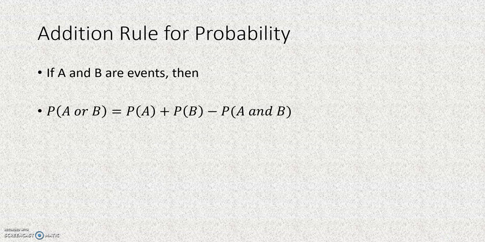The addition rule for probability. If A and B are events, then the probability of A or B is the probability of A plus the probability of B minus the probability of A and B.